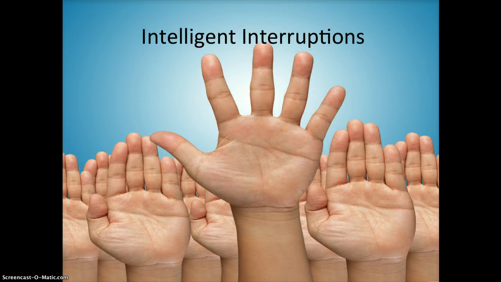Intelligent interruptions. Bring in pairs of matching cards, giving one to each learner and keeping its match for yourself. At various points in the lecture, pick a card and call out the name of a card, like a red 3, for instance. At that point, the person with the matching card interacts with the teacher.